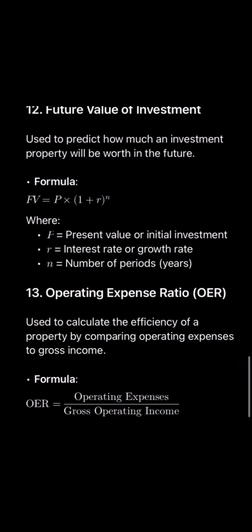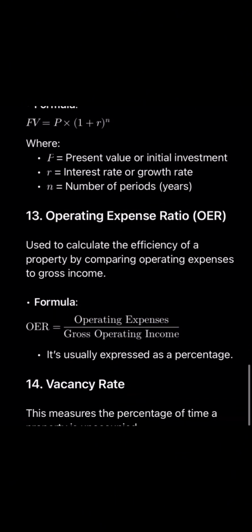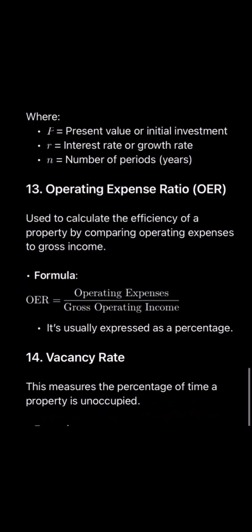12. Future value of investment. Used to predict how much an investment property will be worth in the future. Formula: FV = P × (1 + r)^N, where P equals present value or initial investment, r equals interest rate or growth rate, N equals number of periods, years.